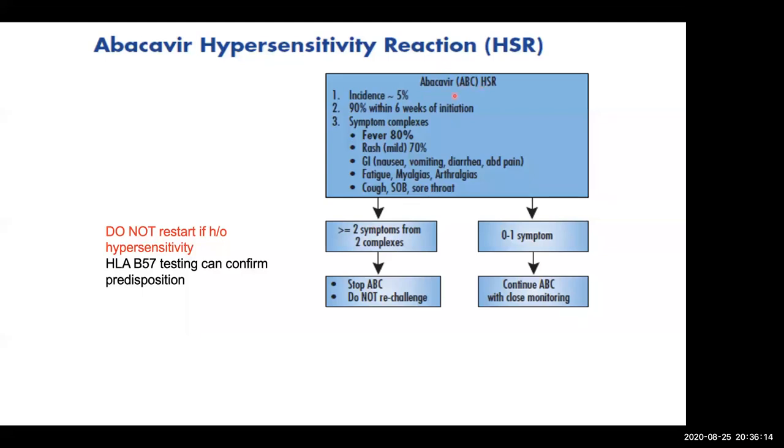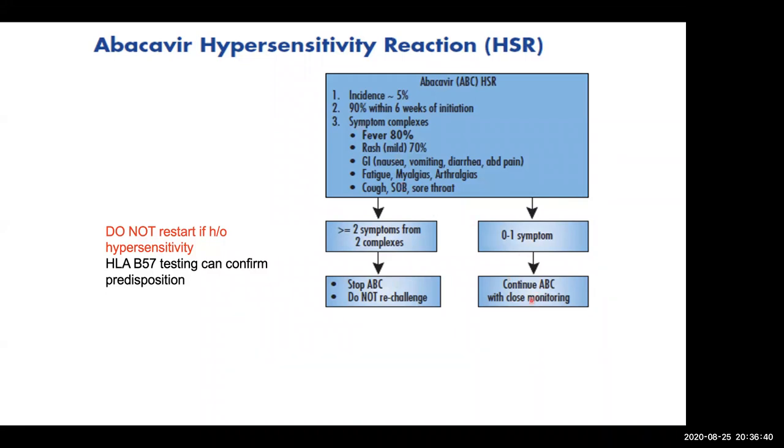And if you think it is abacavir, then you stop abacavir and you never give it again. Now the trick is on this part, never give it again, because it is when you re-challenge or when you restart abacavir on a previously suspected hypersensitivity patient that you cause problems, right? And then obviously if they have only one symptom, fever only or cough only, there's no need.